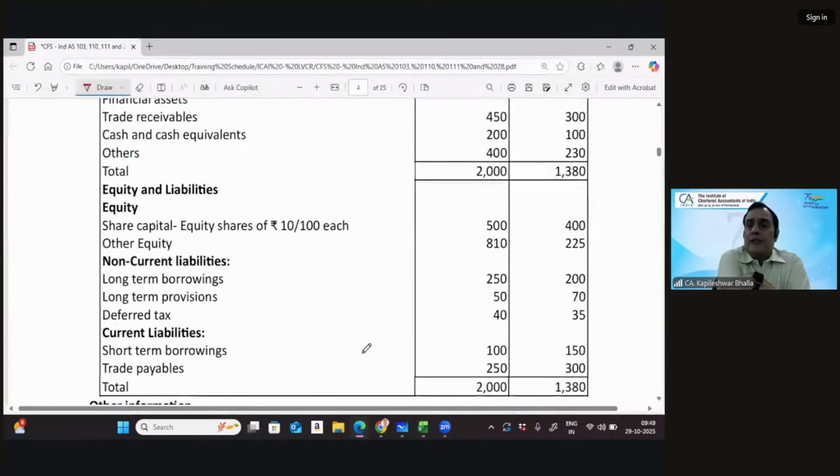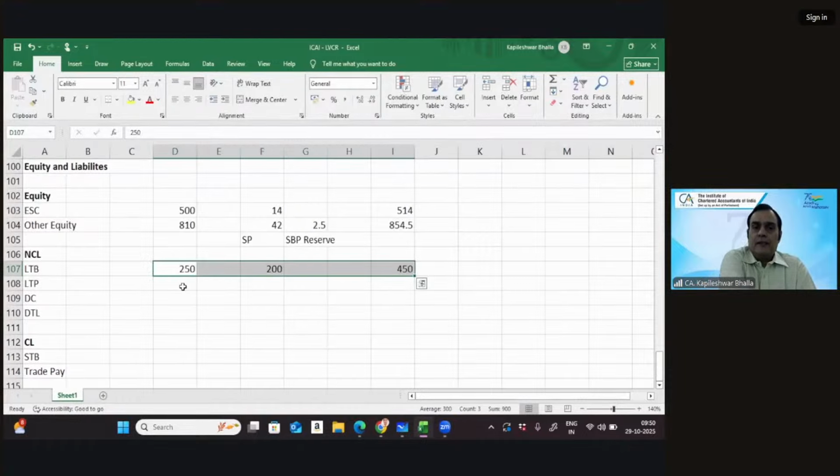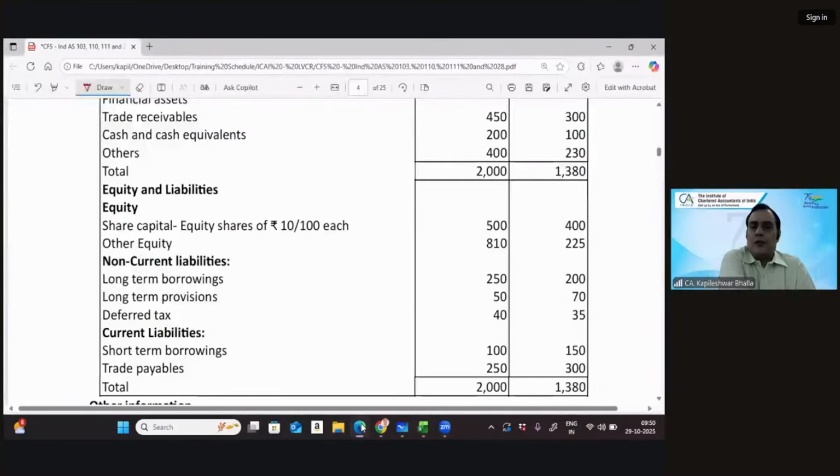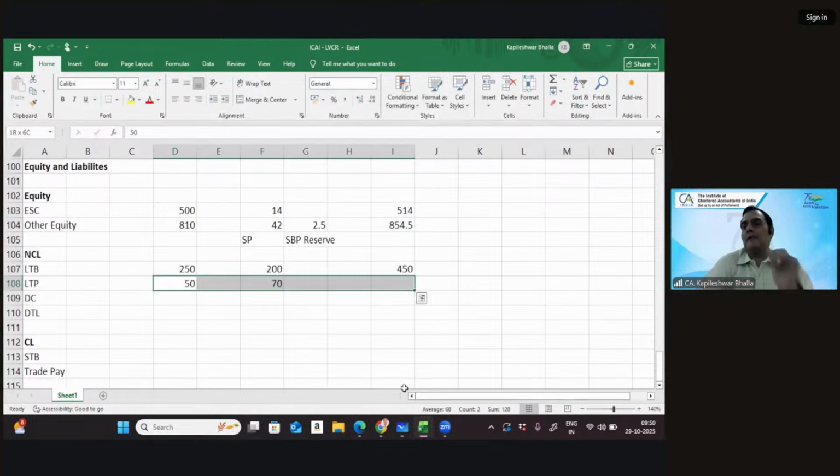So long-term borrowings is 250 and it is 200. So this is 250 and this is, I guess, 200. So we'll get the long-term borrowings as well. And then we go for the long-term provisions, 50 as well as 70. So this is 50 and 70. This gives me a total of 120.